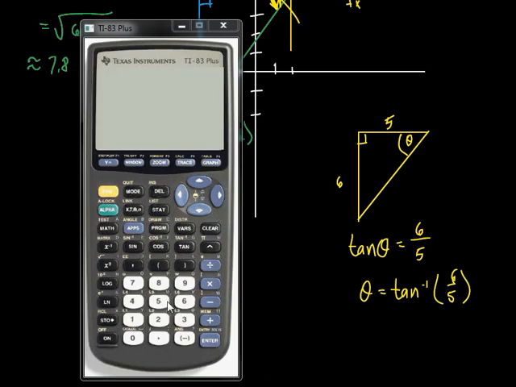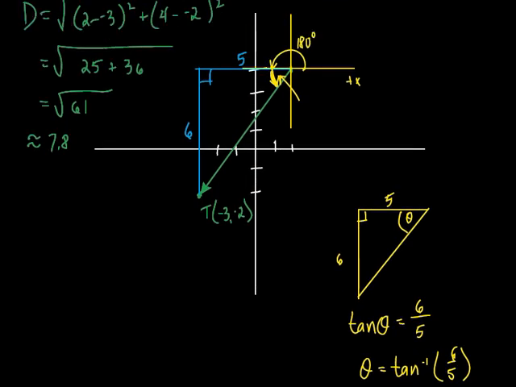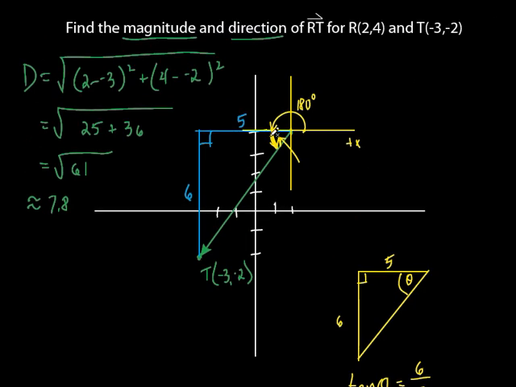So let's do that. Okay, here's the calculator. So we hit second function tangent, hit 6 divided by 5, and we hit equals, and there it is. It's about 50 point, we'll round it to one decimal place, 50.2. So theta is 50.2 degrees. But is that my total direction? Is that the direction that I want? Not quite. It's close, but not quite.